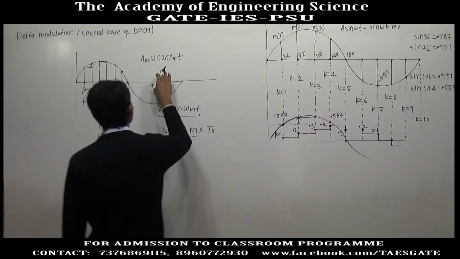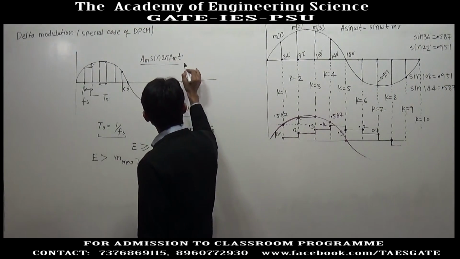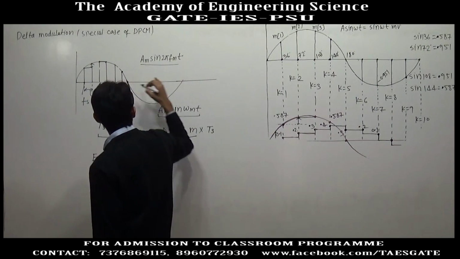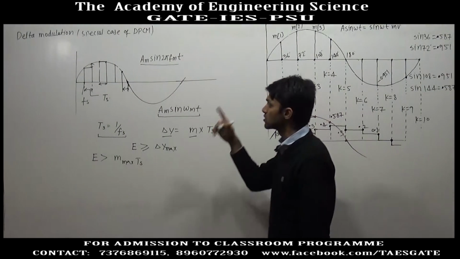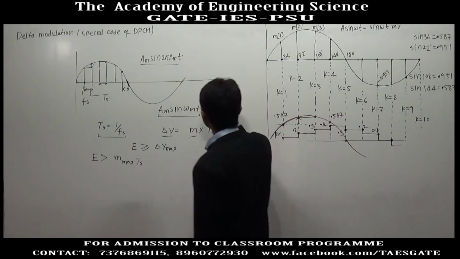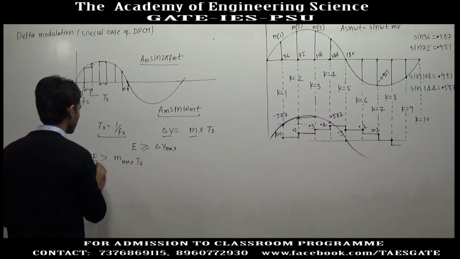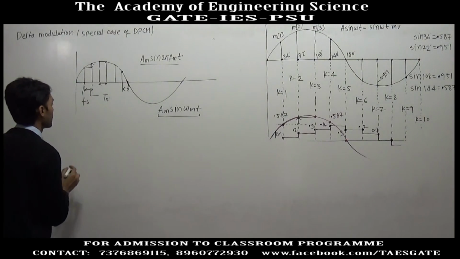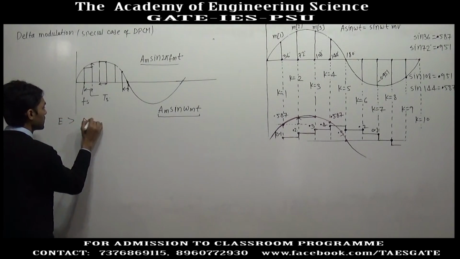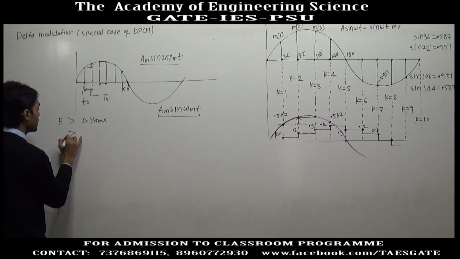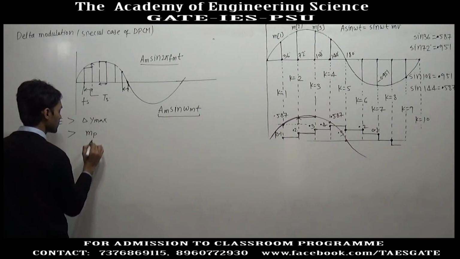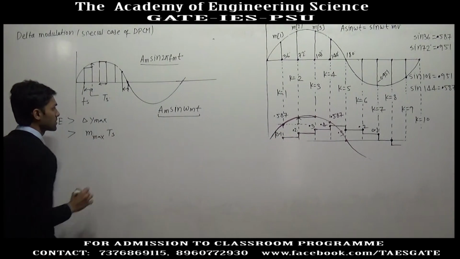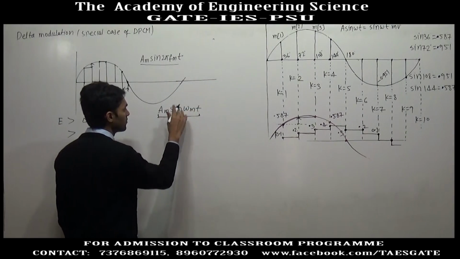For a sinusoidal signal, the maximum slope occurs when the signal is crossing the 0 line, and at this point the slope of a sine wave is maximum. So, if we have this signal Am sin omega t, we will say that the threshold must be greater than delta y max, or E must be greater than maximum slope into Ts. Now, to get the maximum slope, we will differentiate it.